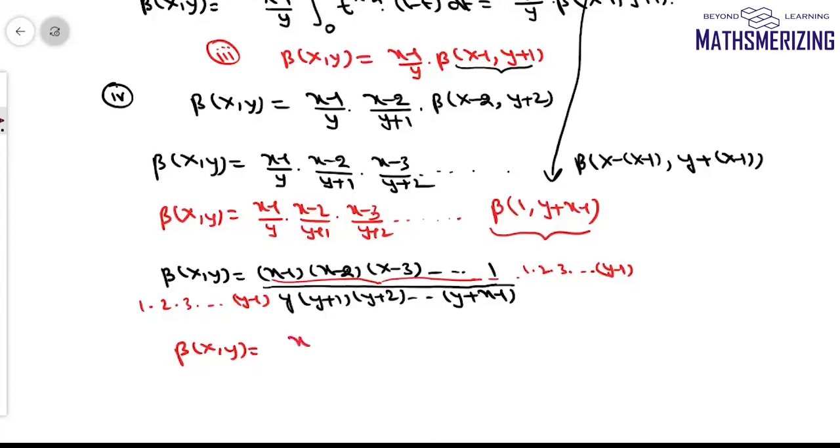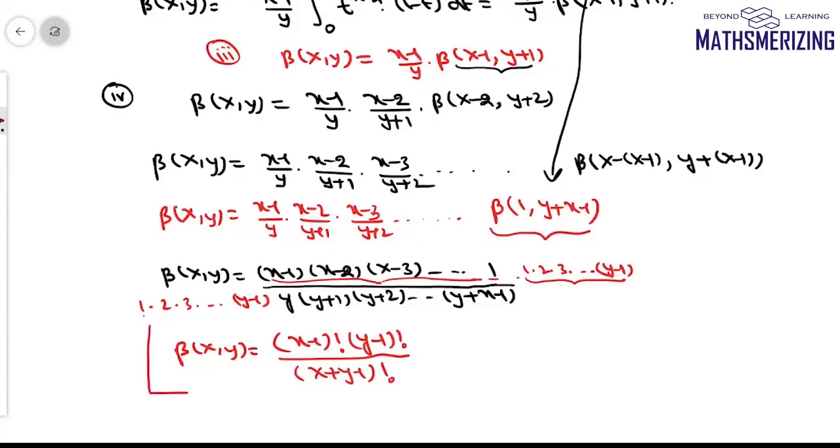So I can write it as factorial x minus 1, and then 1 into 2 into 3 up to y plus 1. So that is factorial y minus 1, and in the denominator it is 1, 2, 3 up to y plus x minus 1. So there will be factorial x plus y minus 1.